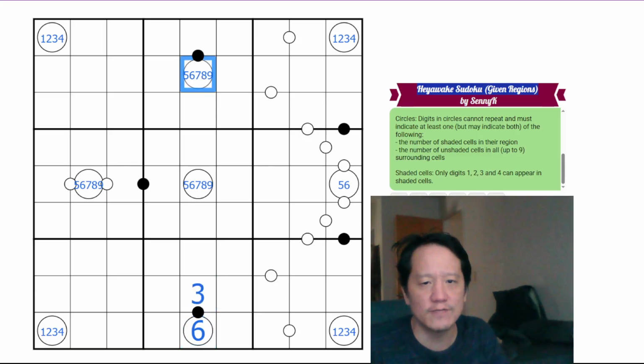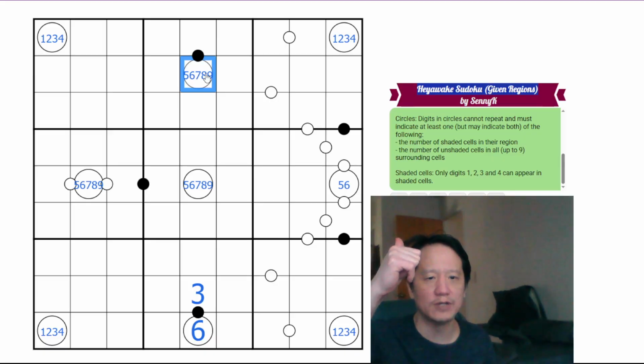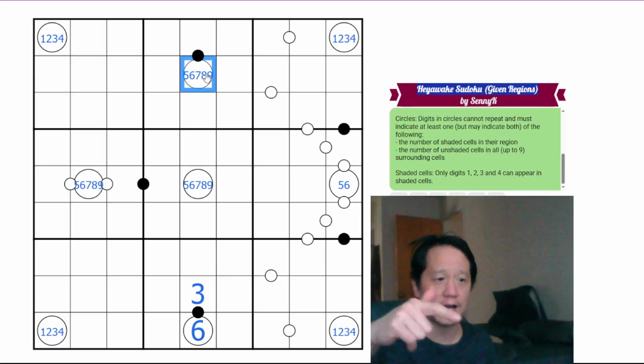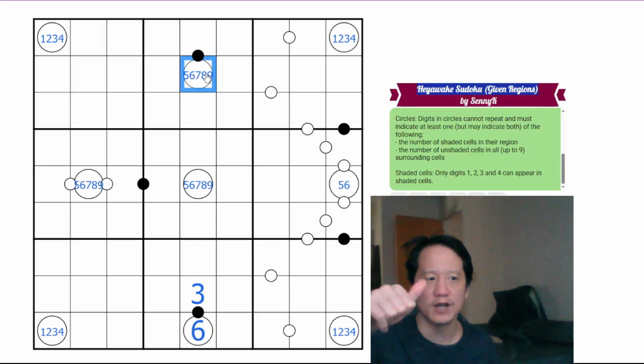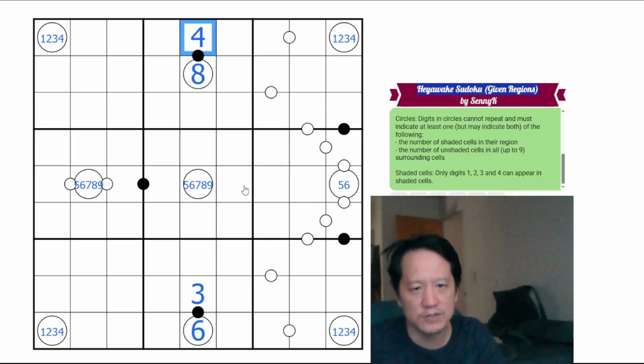That makes this not 5, 6. It can't be 6 here. Can't be 5, 7, or 9, because again, 5, 7, and 9 cannot be next to a black Kropke dot because it's a 1 to 2 ratio. 5, 7, 9 halved gives you 2.5, 3.5, 4.5. And double 5, 7, 9, you get 10, 14, or 18, none of which are digits. So this must be 8, which makes this 4.